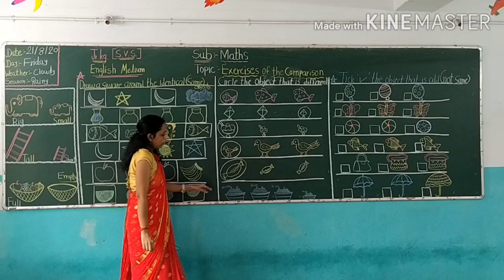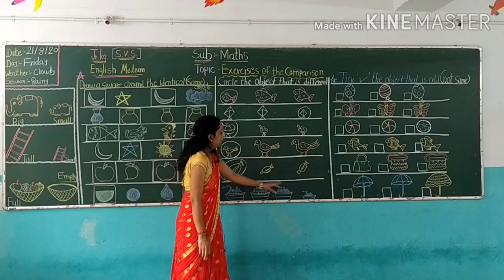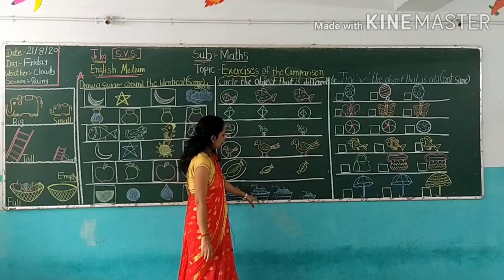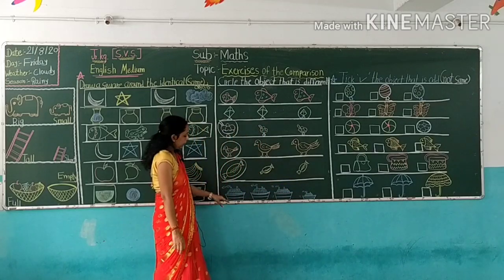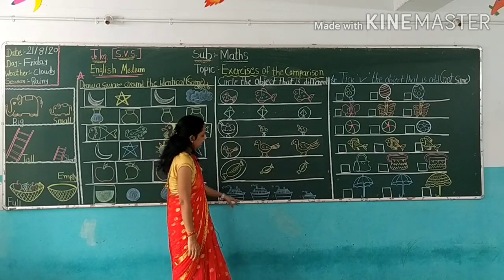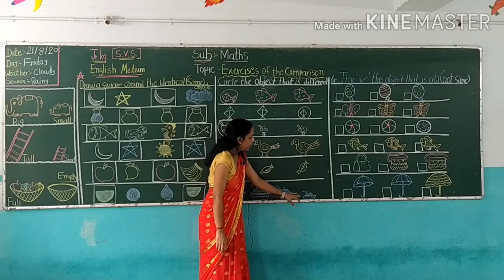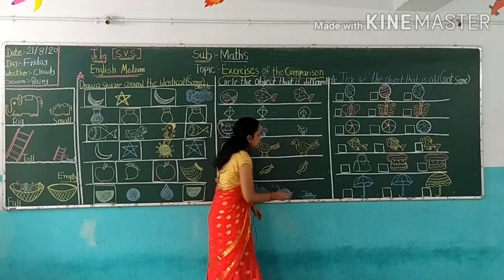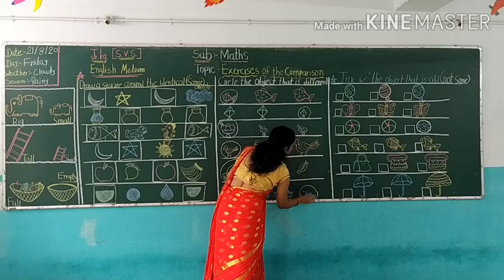And last, what are these? These are sheep. How many sheep are there? 1, 2, 3, 4. Which sheep is different? This? No. This? No. This? No. This? Yes. This is very small. So circle this sheep. Okay.